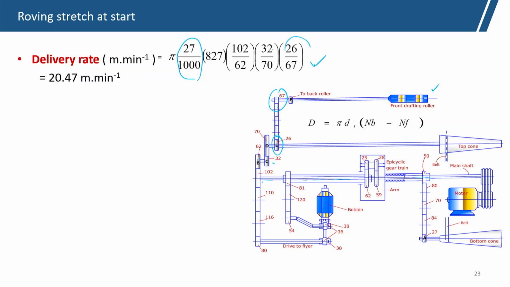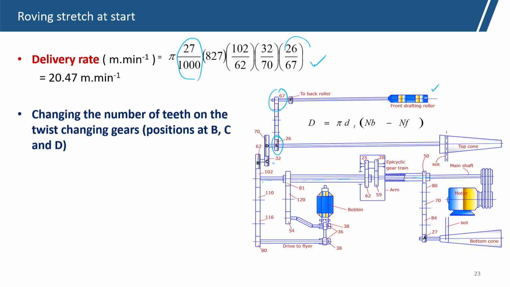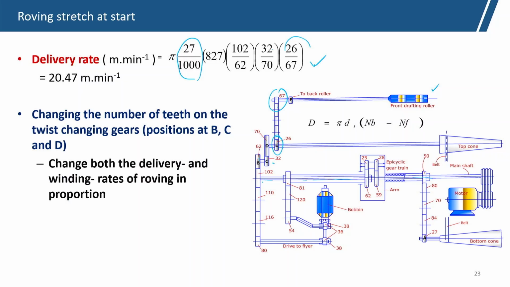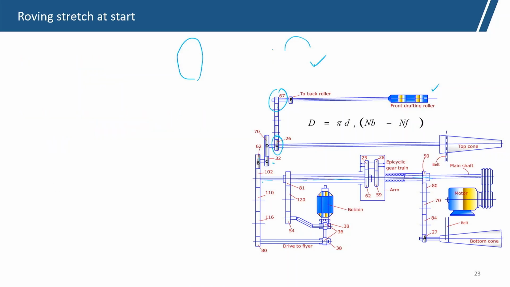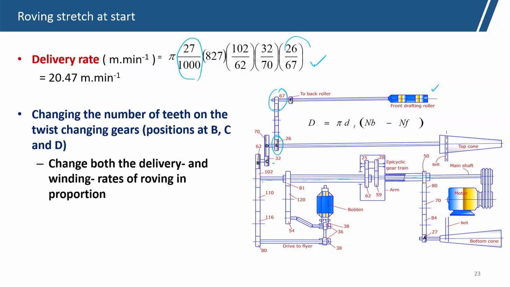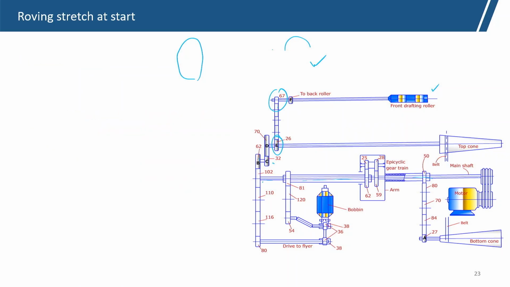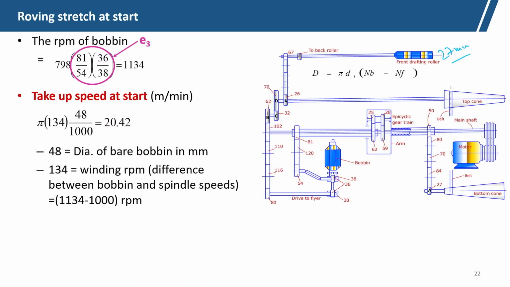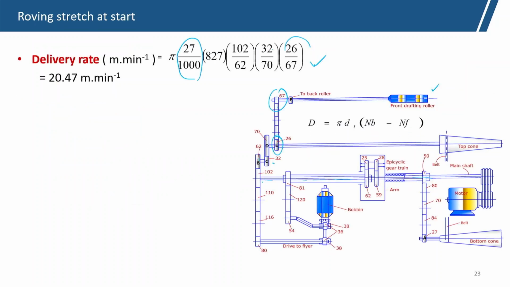So, the delivery rate is 20.47, and we have already calculated the take up speed. Just a minute. The delivery speed is 20.47 and the take up speed was 20.42. So, that is the take up speed by the bobbin, and the delivery speed is 20.47.